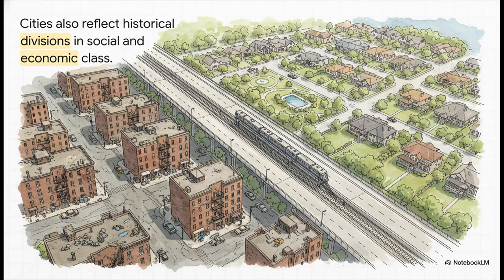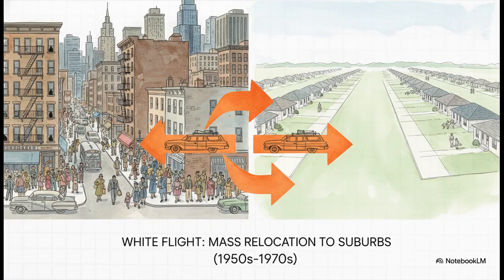But there's another, much more complex layer to all this. The physical layout of our cities is also, in a way, a map of our social history. It reflects these deep-seated divisions of class and race that were written directly into the landscape. A major example of this in American history is the phenomenon known as white flight. In the post-World War II era, there was this massive demographic shift where huge numbers of white residents moved out of the dense, diverse city centers and into newly forming suburbs.